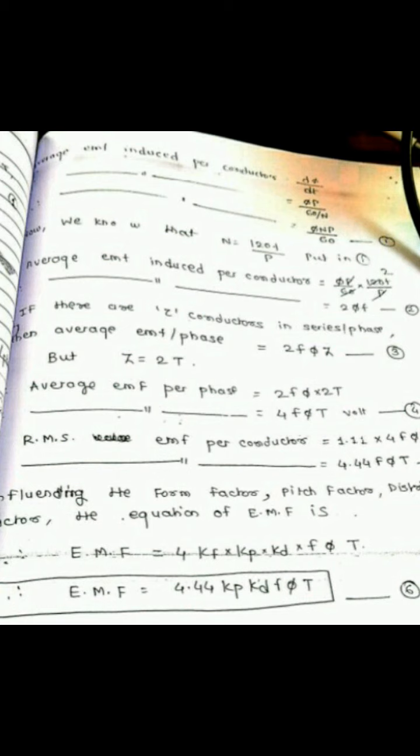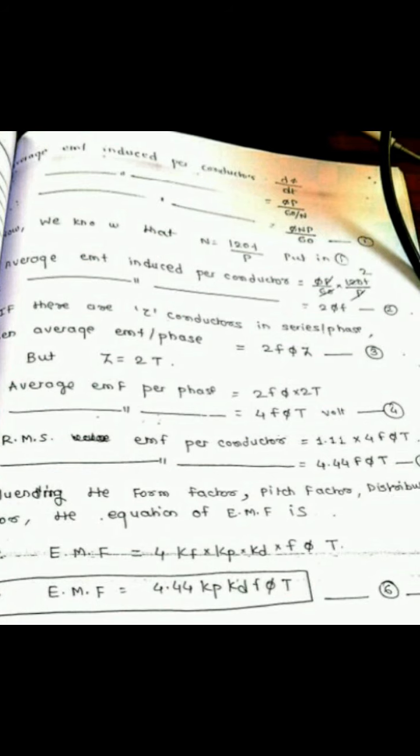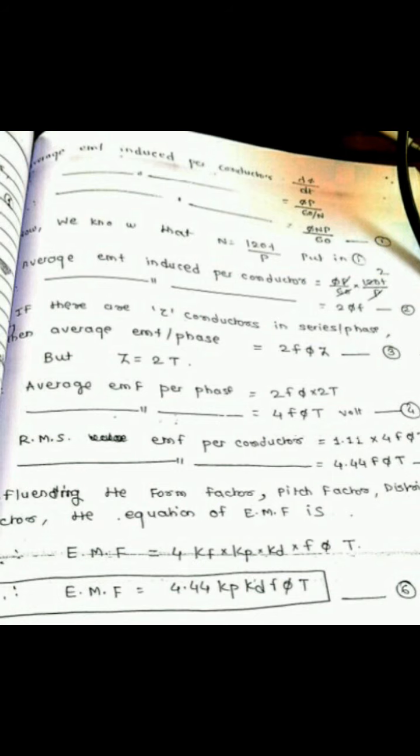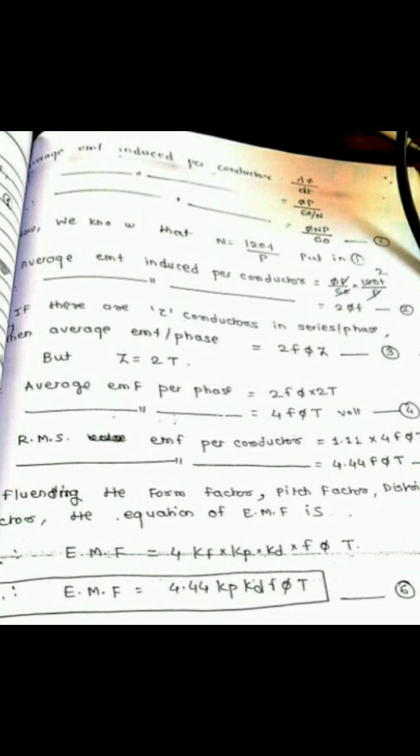So next, if there are Z number of conductors in series per phase, we want to add this number of conductors. Therefore the average EMF per phase is equal to 2fΦZ. F is frequency, Φ is flux, and Z is the number of conductors. So this is equation number 3. But we know that Z is equal to 2T, where T is the number of turns, because in a single turn there are 2 coil sides, so that's why Z is equal to 2T.